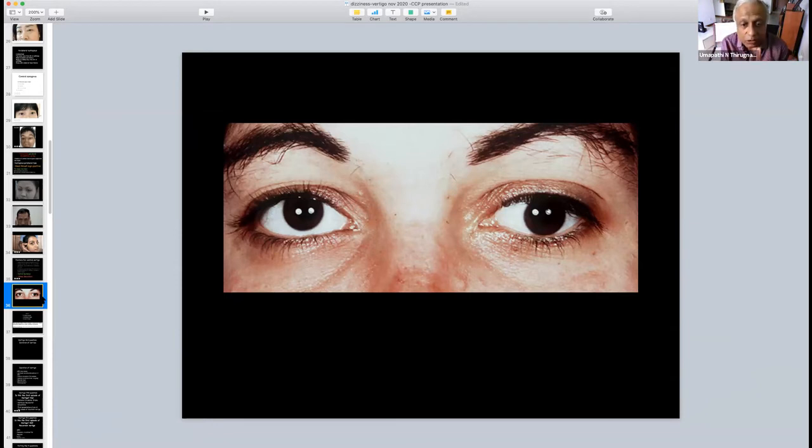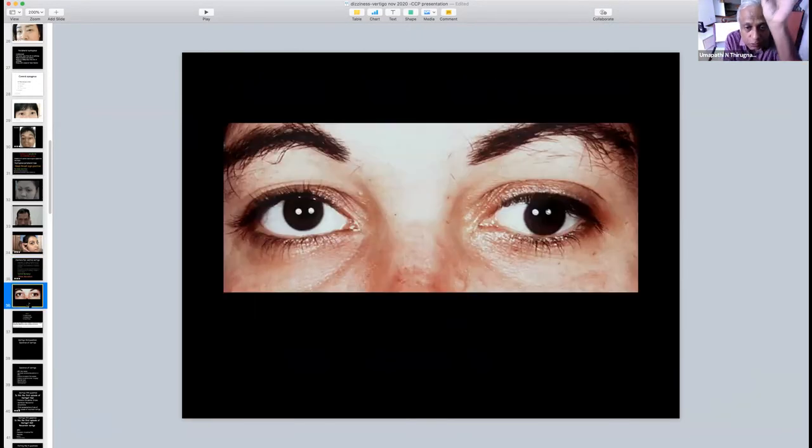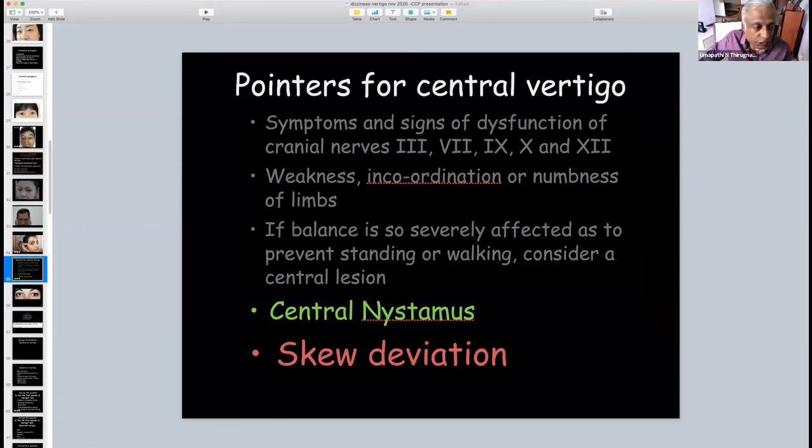Now, I don't have time to talk about the pathophysiology of skew deviation, which is a beautiful thing. Maybe if you guys can invite me next year, I can talk to you about it. But for now, suffice to know that you just get the patient to sit up. And if you notice that at primary position, one eye is looking up, one eye is looking down, that means there's something wrong with this patient's central nervous system. So look at the nystagmus, look for head thrust sign, and look for skew deviation.